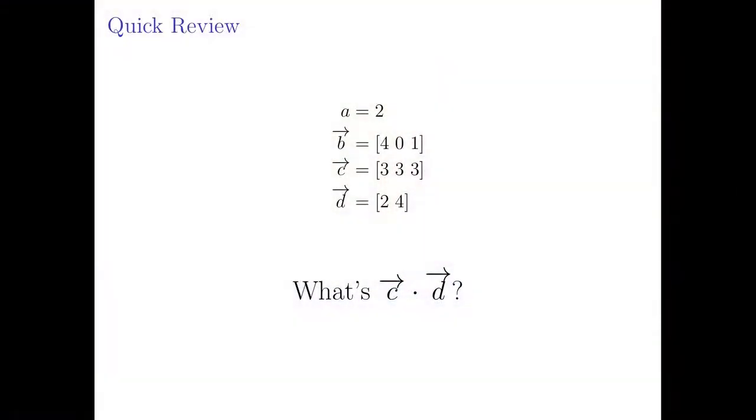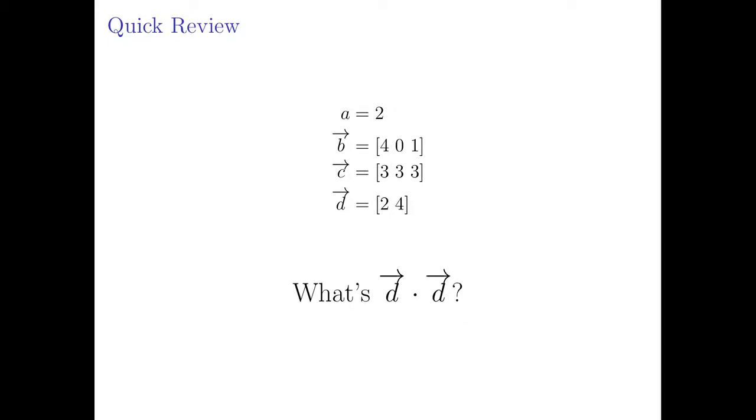All right, what about C times D? What does that dot product give us? And the answer is can't do it because those two do not have the same size. Cannot do a dot product of two vectors unless they have the same length or the same domain.